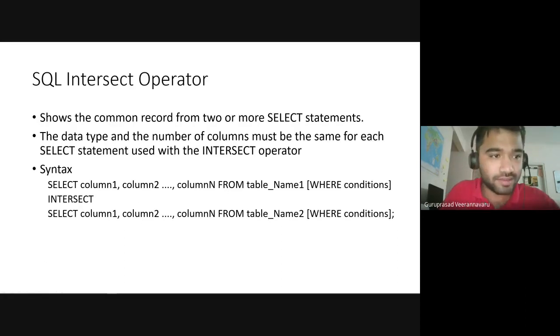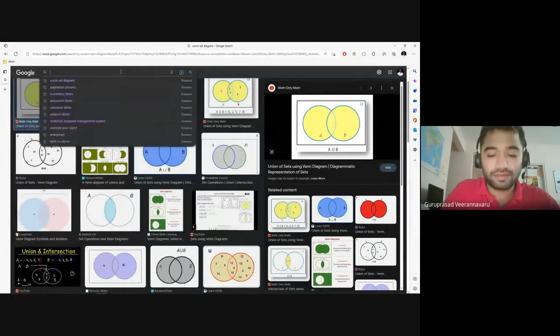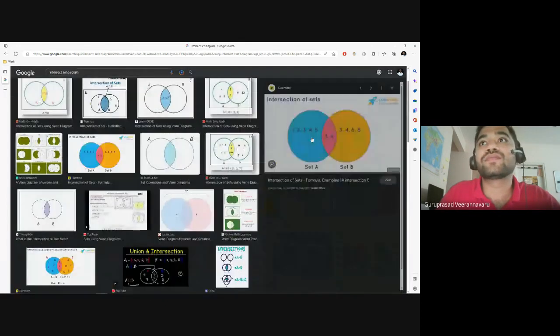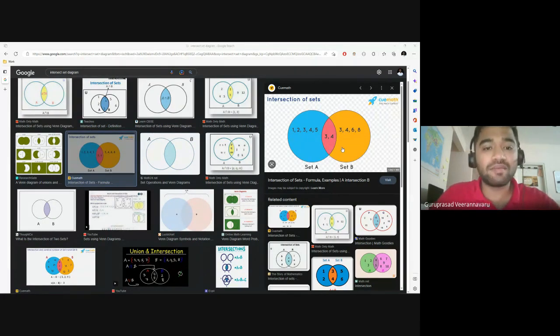So if you look at the image of intersect, let us say there are two tables. Set A is one table, set B is one table, and there are 1, 2, 3, 4, 5 from table 1 and 3, 4, 6, 8 from table 2. So what is common among these both? 3 and 4 are common, right? So 3, 4 is here, 3, 4 is also here. Whatever is common among these is called the intersection of these. So even in case of tables, the same thing applies.